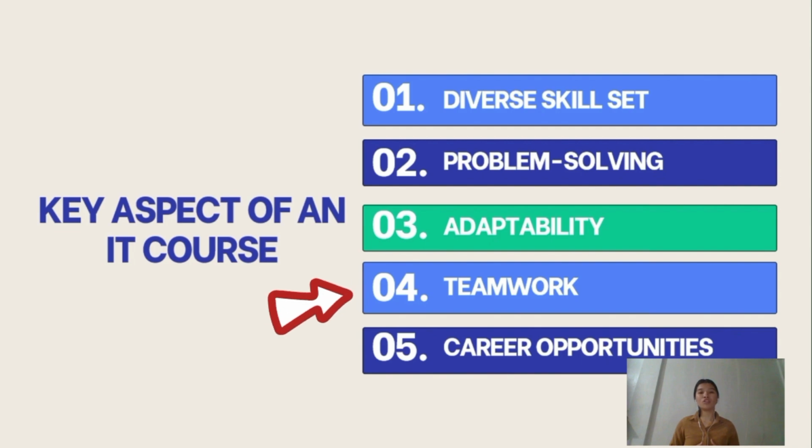The fourth one, teamwork. While IT professionals often work independently, collaboration is essential. IT projects often require teamwork, so courses emphasize effective communication and collaboration.